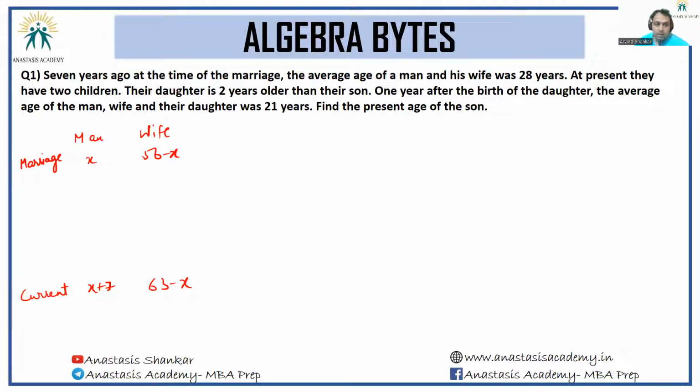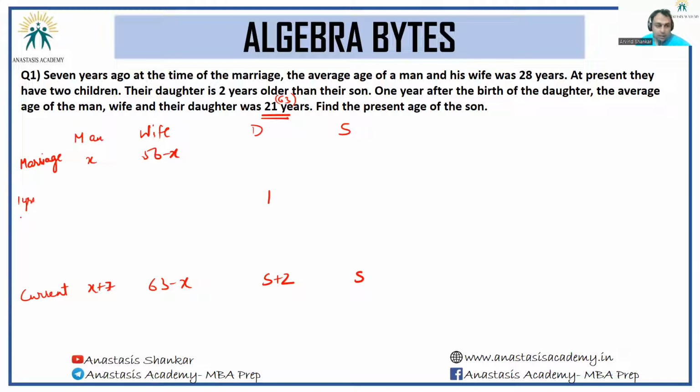Okay. At present, they have 2 children. The daughter is 2 years older than their son. Okay, daughter and son. Let's say the son's age was S, then daughter's age is S plus 2. Okay. 1 year after the birth of the daughter, the average age of the man, the wife, and the daughter was 21 years. Now, this average age of 21 years is as good as sum being 63. Out of the sum of 63, age of daughter was 1.